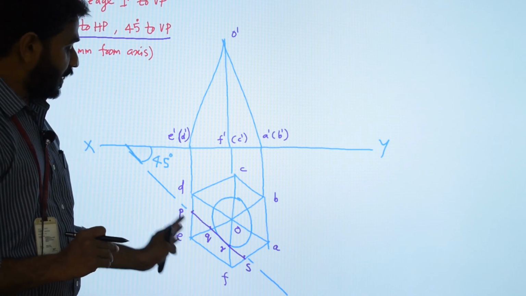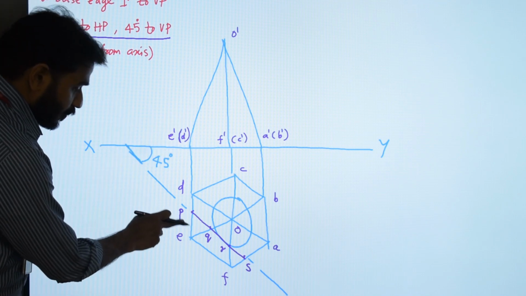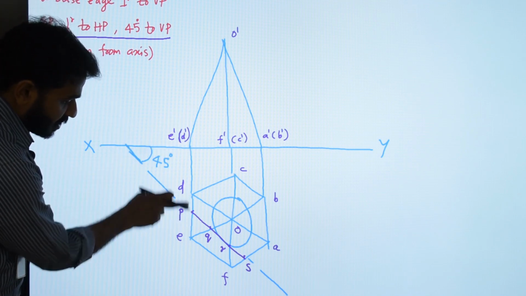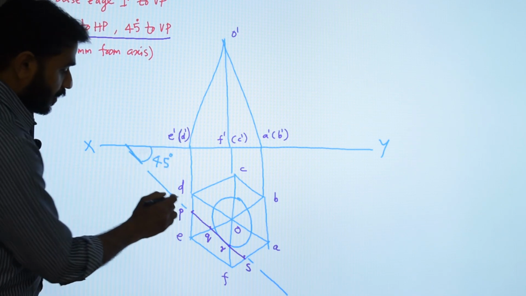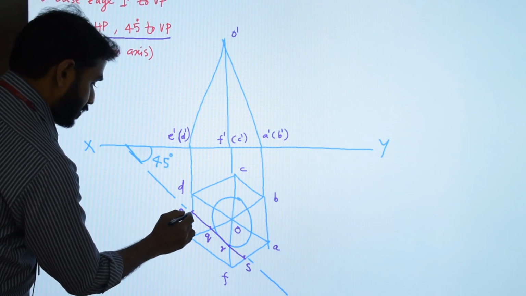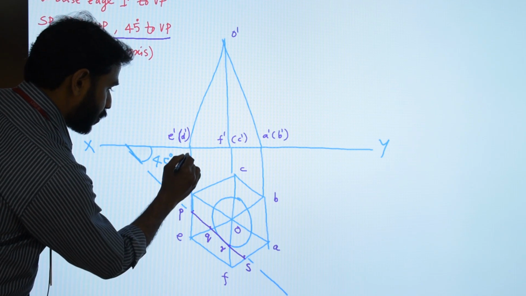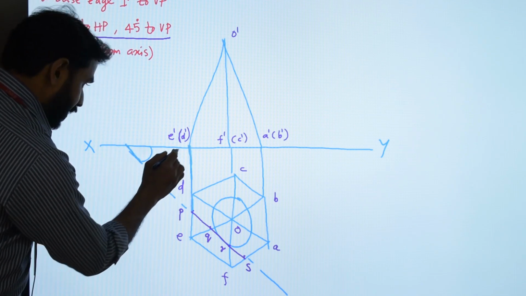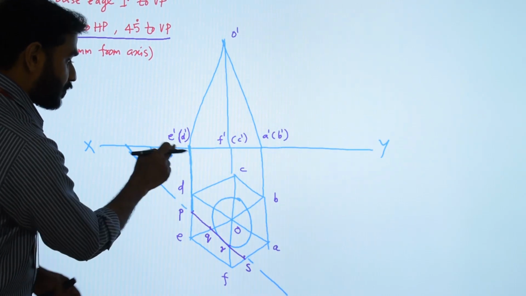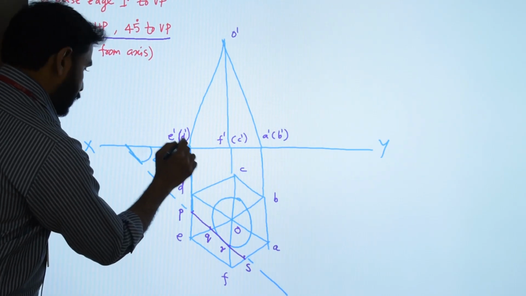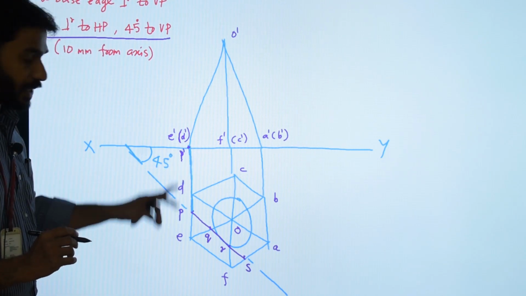Now we need to transfer these cut points onto the respective front views. So where is P? P is on the base edge DE, therefore its front view P dash will be on D dash E dash. So we draw a projector through P to D dash E dash. So here D dash E dash appears to be a point in the front view, therefore P dash will also coincide with this point. So we mark P dash here, the front view of the cut point P.